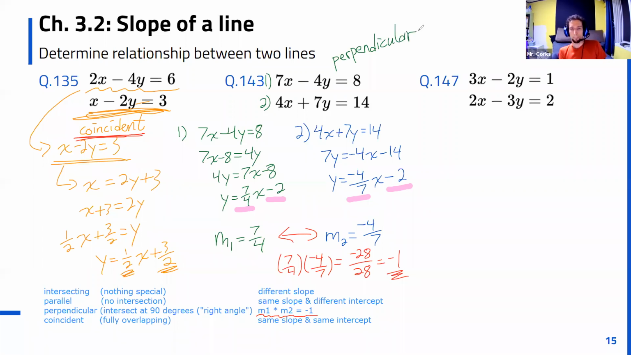Professor, is it perpendicular and intersecting? Yeah, so perpendicular means intersecting. It means that they intersect, and when they intersect, we have a special case where they intersect at a 90-degree angle. So perpendicular is a special case of intersecting, and coincident is a special case of parallel. We sort of talk about them as separate categories, but the actual concept is that it is a special kind of sub case.